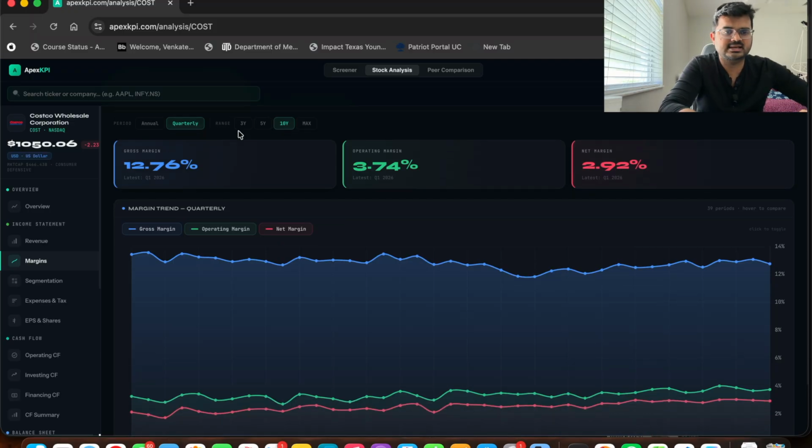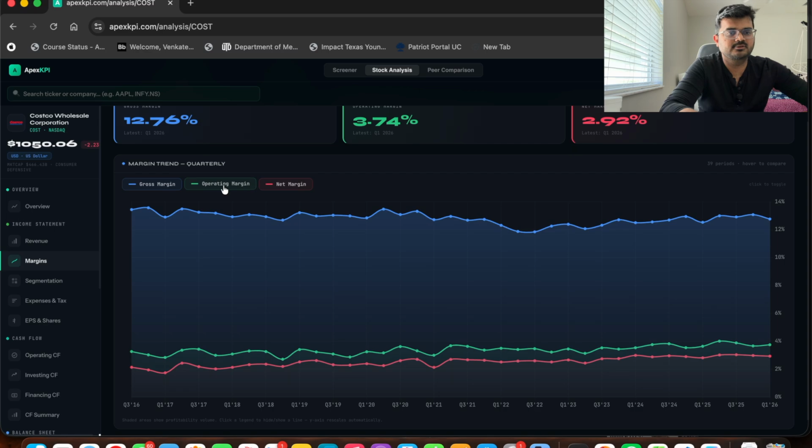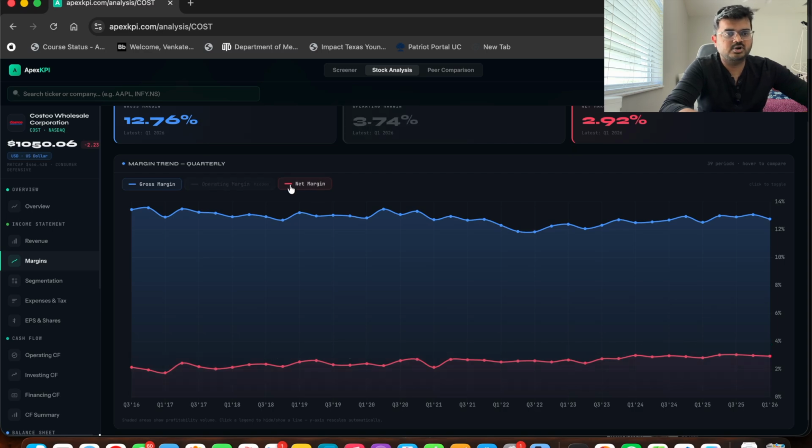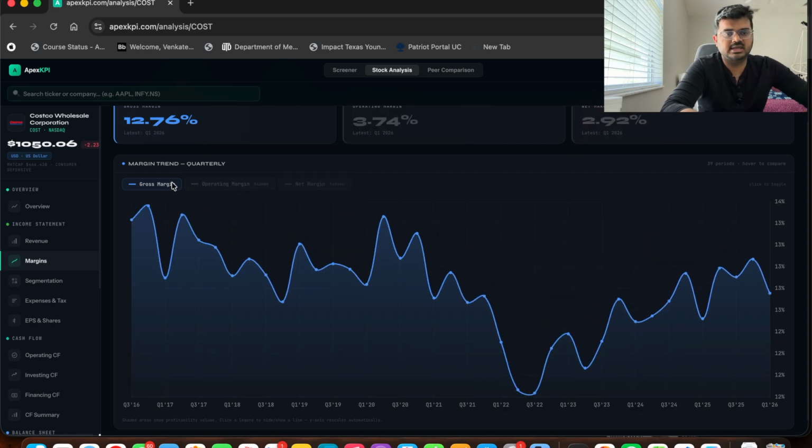Again, I am going to look at the last 10 years of data on a quarterly basis. For instance, I'm just taking out operational margin and net margin from the equation, and I'm just going to see the gross margin.